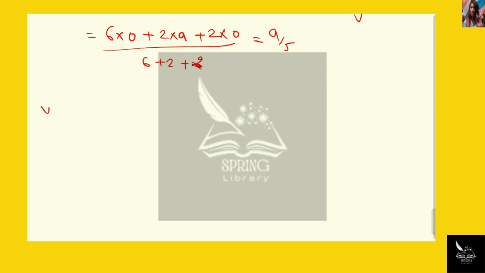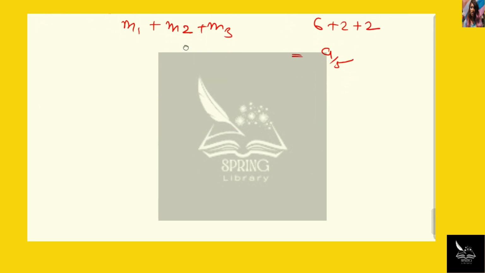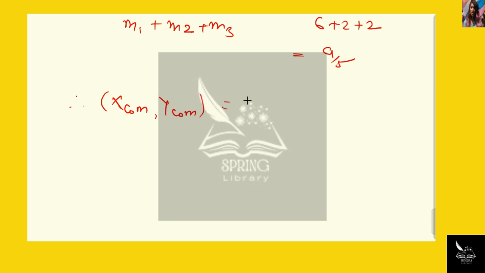Similarly, the y coordinate of the center of mass is given by m1 y1 plus m2 y2 plus m3 y3 upon m1 plus m2 plus m3. So this will come out to be 6 into 0 plus 2 into 0 plus 2 into a upon 6 plus 2 plus 2. So this will come out to be a by 5. Now the coordinate of the center of mass is, finally, a by 5 comma a by 5.